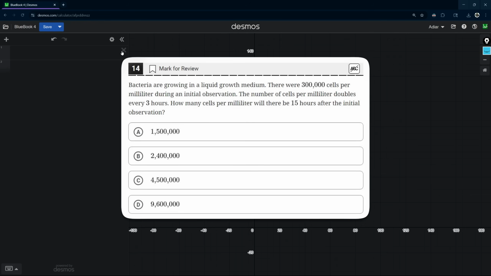There were 300,000 cells per milliliter during an initial observation. The number of cells per milliliter doubled every 3 hours. How many cells per milliliter will there be 15 hours after the initial observation?